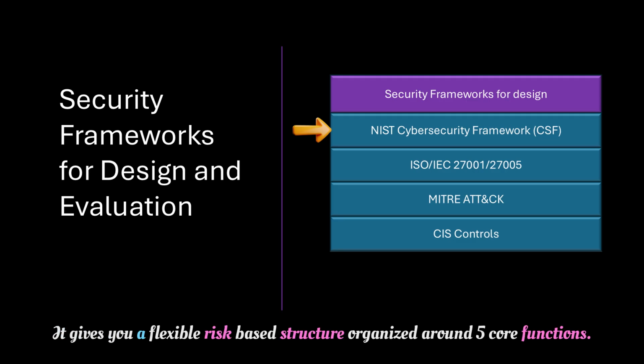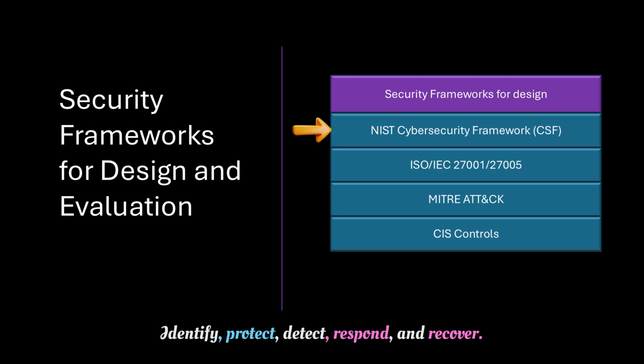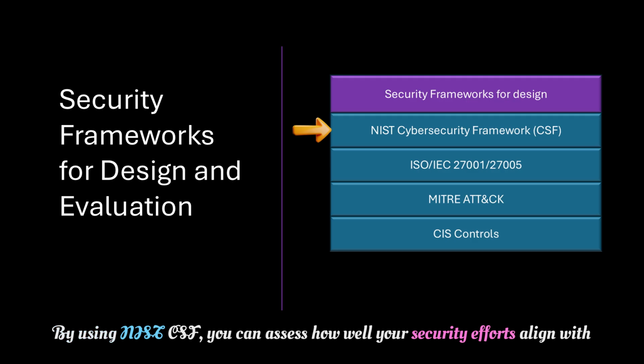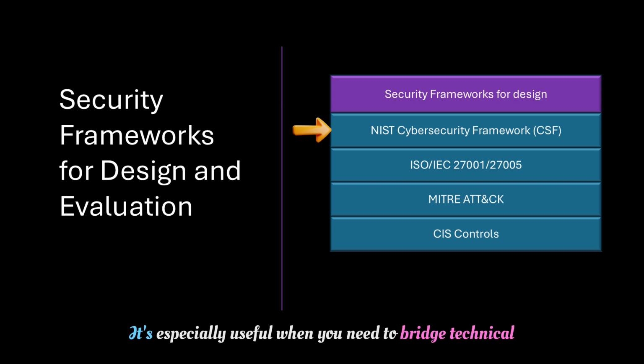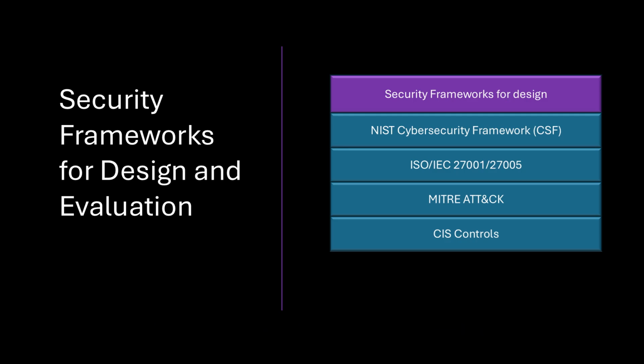It gives you a flexible, risk-based structure organized around 5 core functions: identify, protect, detect, respond, and recover. By using NIST CSF, you can assess how well your security efforts align with these categories, prioritize improvements, and demonstrate measurable progress. It's especially useful when you need to bridge technical and executive conversations around cybersecurity risk.